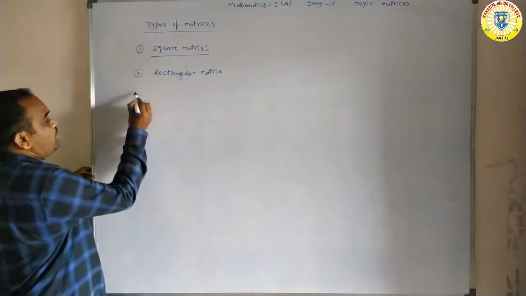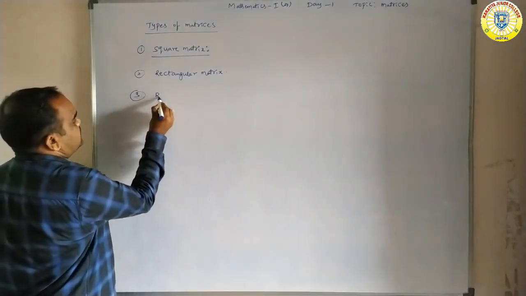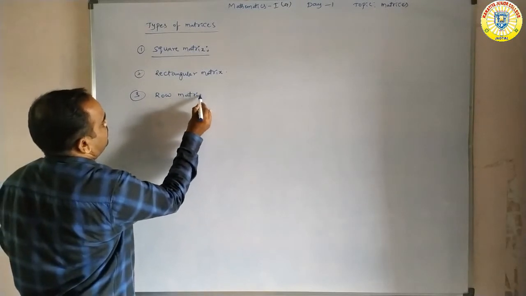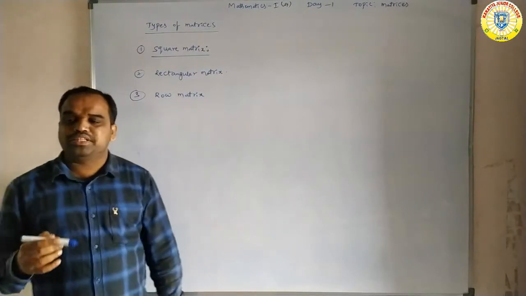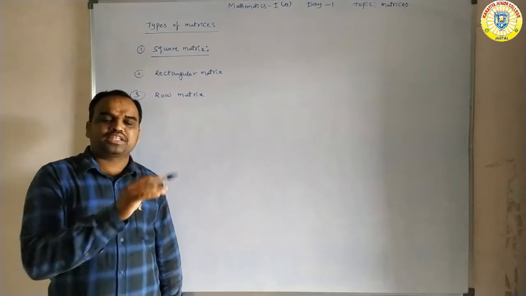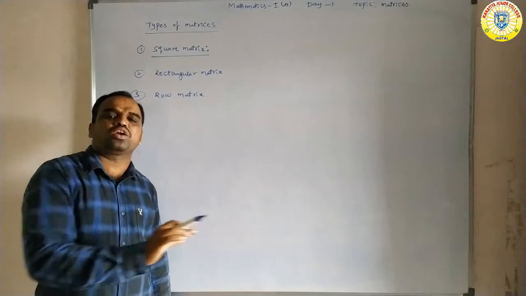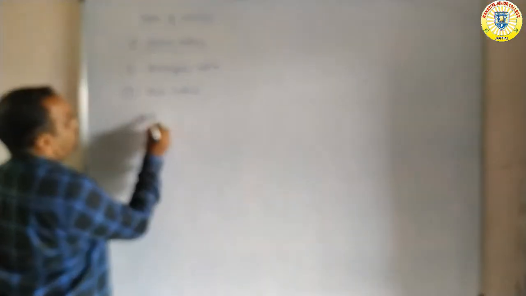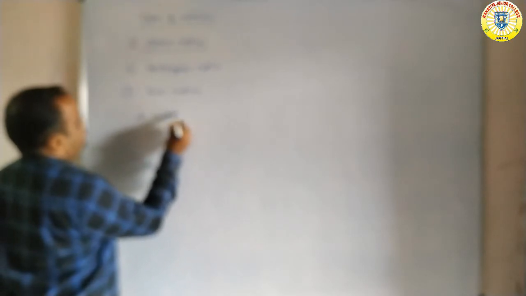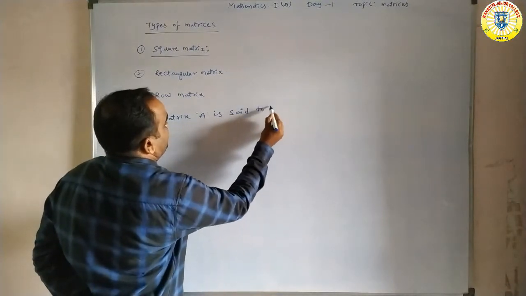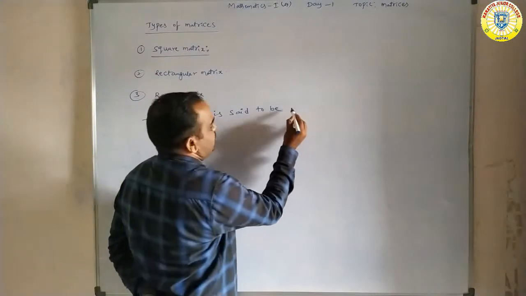See the next, third one: row matrix. Row matrix means a matrix capital A is said to be a row matrix, otherwise a matrix in which there is only one row.